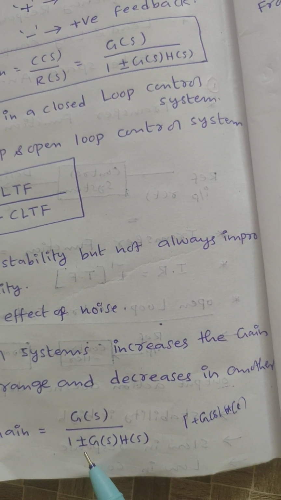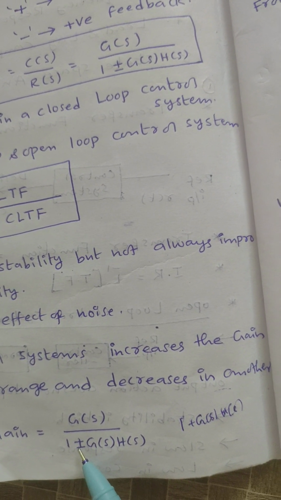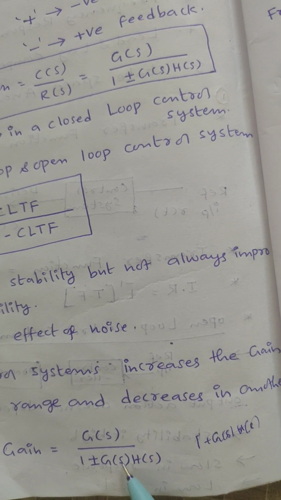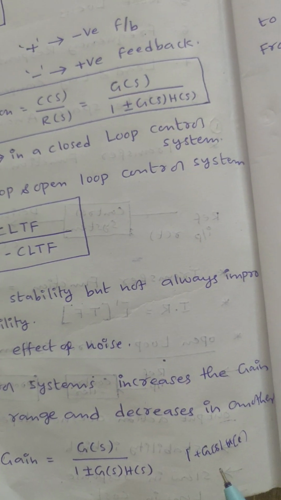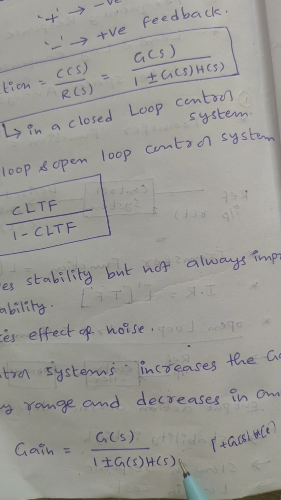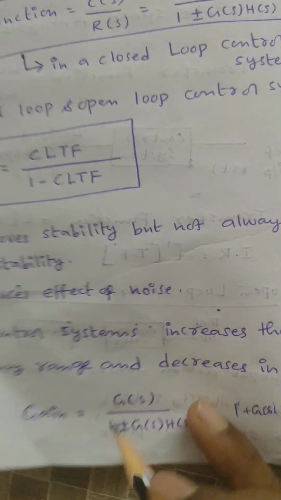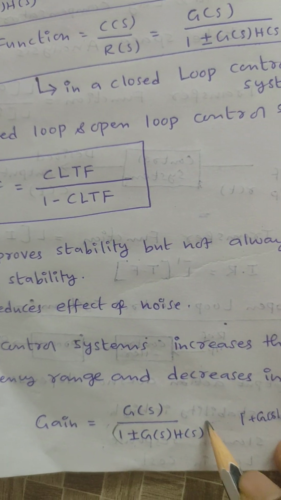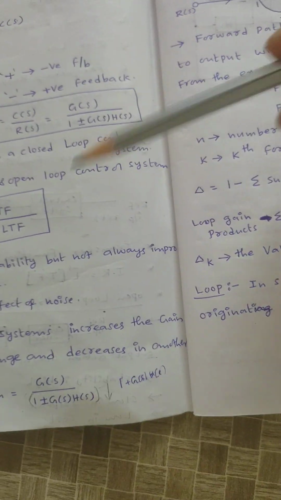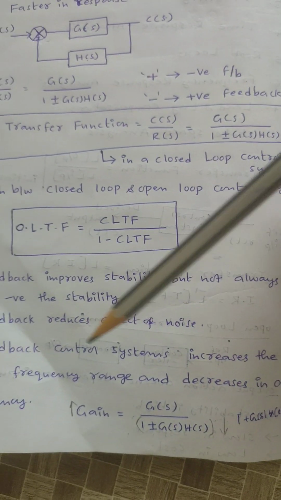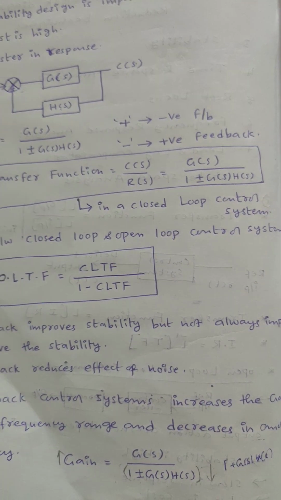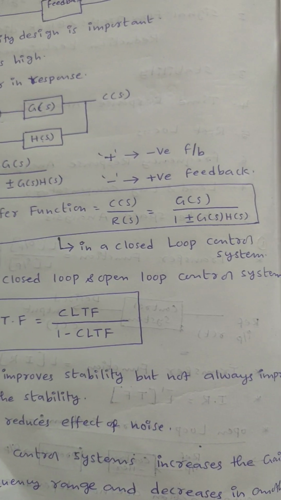Next case, positive feedback, where you get 1 minus G of S into H of S. Assume G of S into H of S is again 0.1, then 1 minus 0.1 means this value is reduced. When this value is reduced, gain is increased. That is the importance in a feedback control system: it increases gain in one frequency range and decreases it in another frequency range.